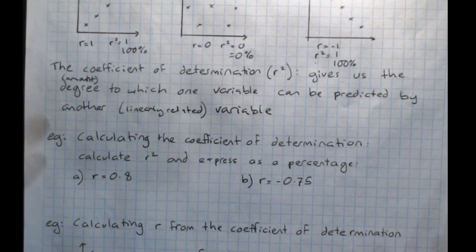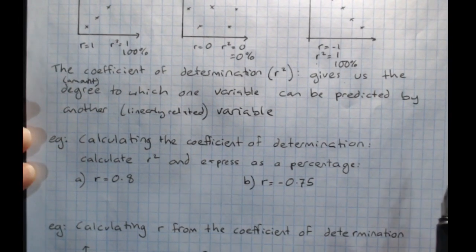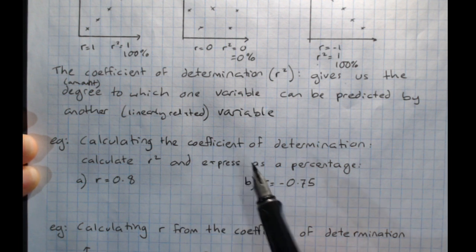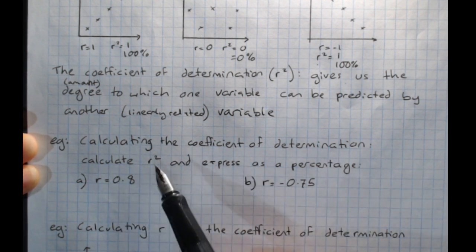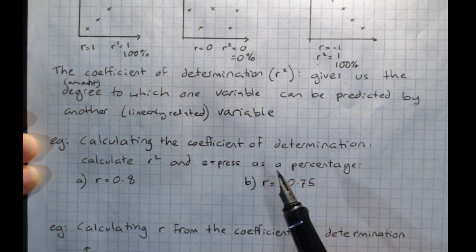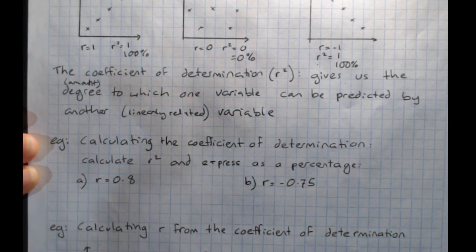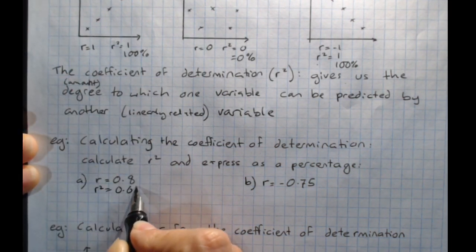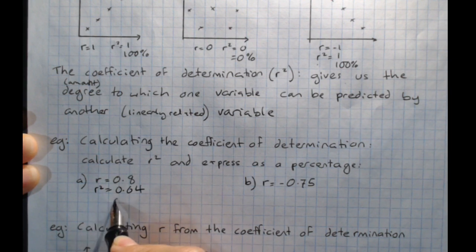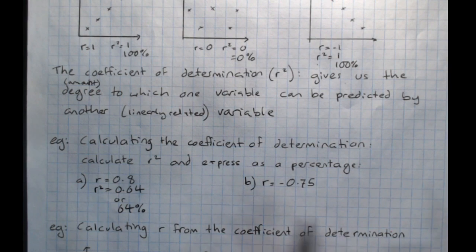Now, this will make more sense if we do a few examples. We do need to be able to calculate the coefficient of determination. So the question might say, calculate r squared and express it as a percentage. If r is 0.8, we worked that out before. r squared is 0.64 or 64%.